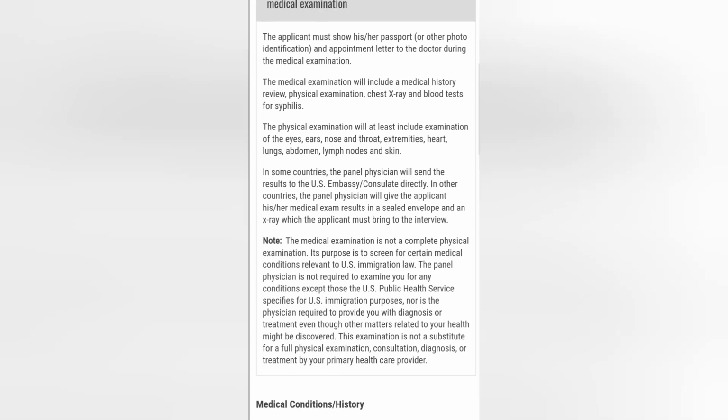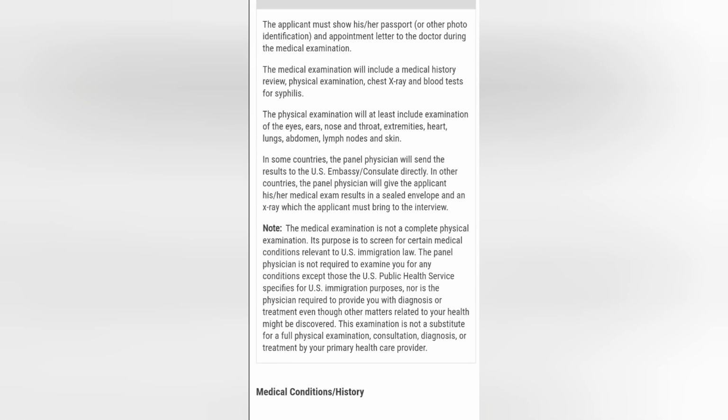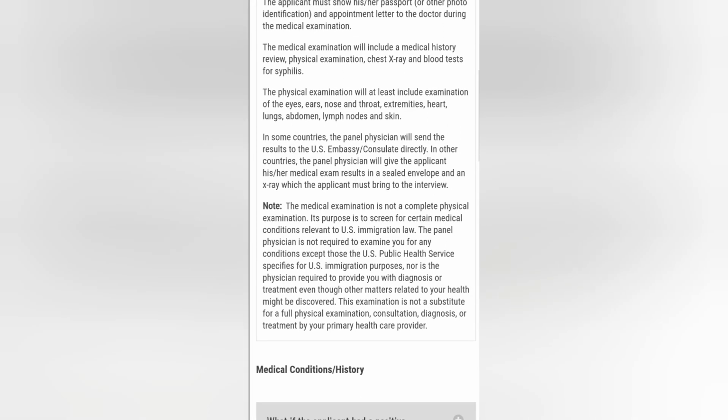The physical examination will at least include examination of the eyes, ears, nose, throat, extremities, heart, lungs, abdomen, lymph nodes, and skin. In some countries, the panel physician will send the results to the U.S. Embassy directly. In other countries, the panel physician will give the applicant his or her medical examination results in a sealed envelope and the x-ray, which the applicant must bring to the interview.